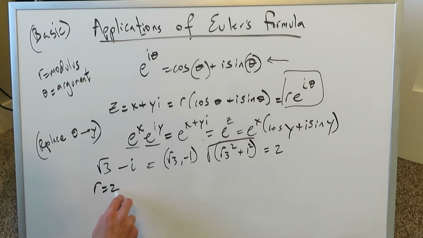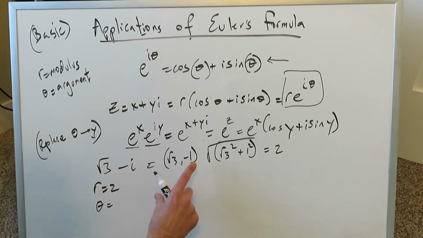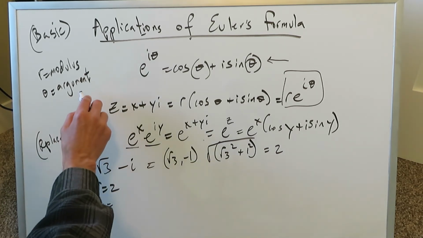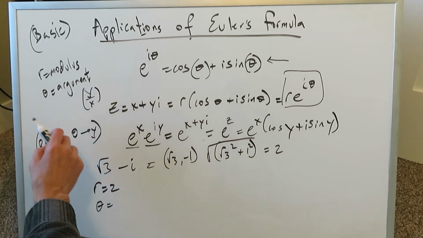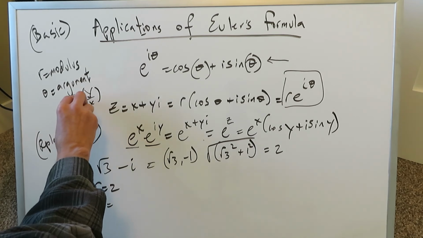So here your r value is 2, and your argument would be what? You would just be doing minus 1 divided by root 3, inverse tan. Remember, the argument is always your y component of your complex number divided by the x component of the complex number, and you do inverse tangent of that.